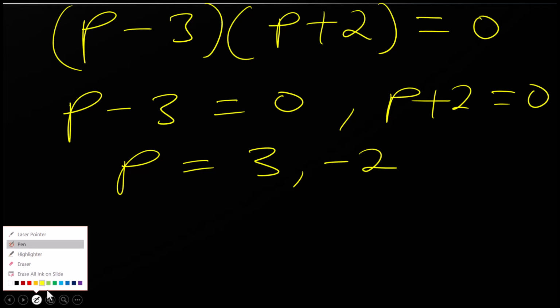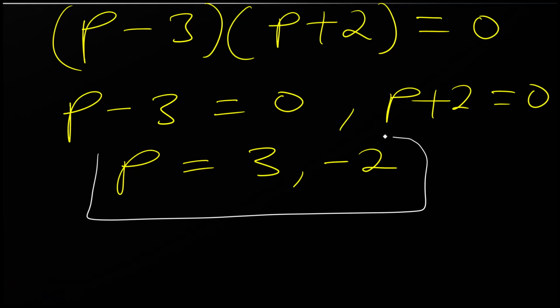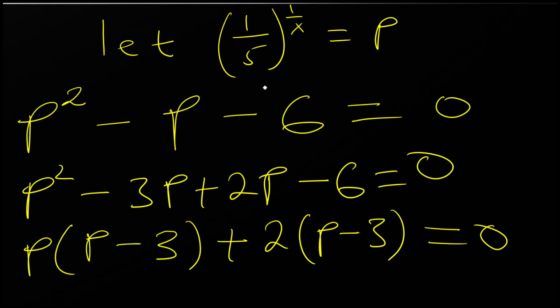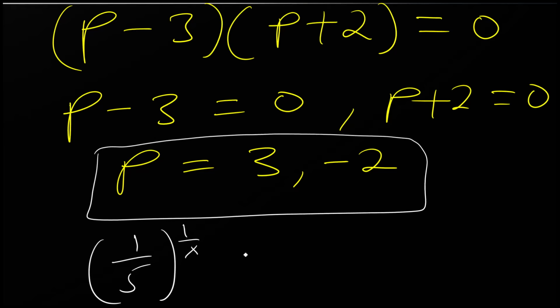But that's not the end. We are after x, not p. So let's go back and do substitution. Remember this: 1 on 5 raised to 1 on x equals p. Now let's solve for x here. After that, we do substitution.